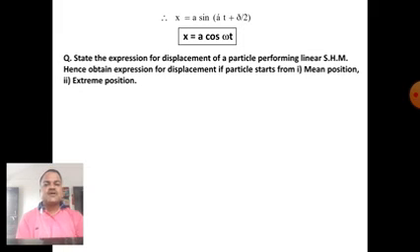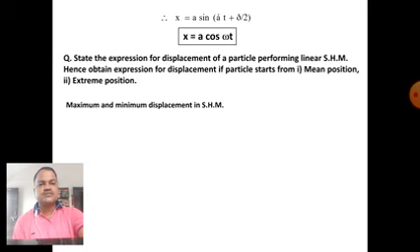Sin(theta plus pi by 2) is nothing but cos theta. Here, by using the relation sin(theta plus pi by 2) is equal to cos theta, the equation arises as x is equal to a cos omega t. So this is the total expression for displacement of a particle performing linear SHM.